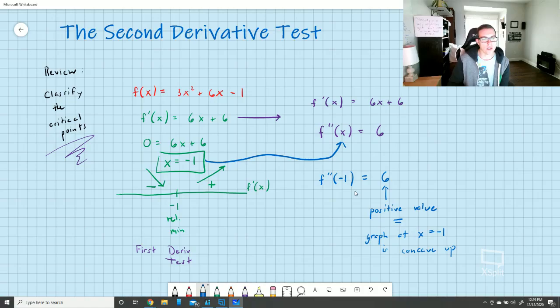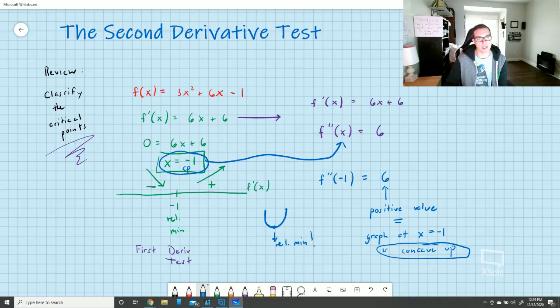Well, if we know it's a critical point, and we know it's concave up because the second derivative was positive, how do you put those two things together? Well, it levels out there, but it's also concave up there, which means it has to be a relative min. Okay, the second derivative test. It's basically saying, look at the second derivative. If the second derivative is positive, then it looks like this. It's a relative min. If the second derivative is negative, it's got to go like this, concave down. That's a relative max.